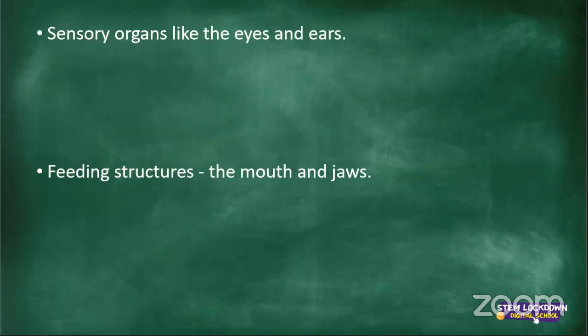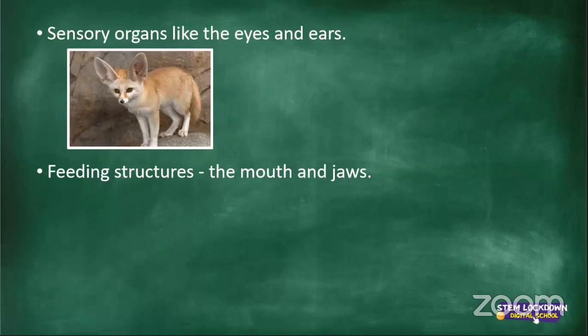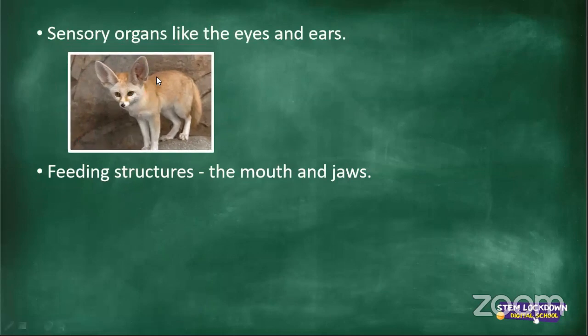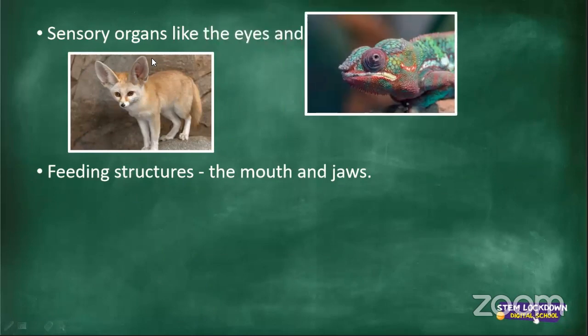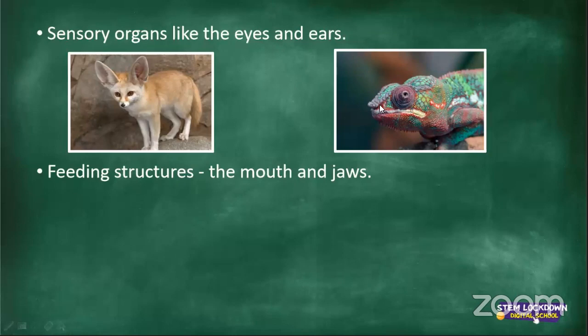In the head, we also have sensory organs. Remember, we said that's your senses like eyes and ears. Now look at this fox's big ears. I assume that he can hear really well with ears like this, right? And then, you know, a chameleon's eyes, he can just see everywhere. His 2 eyes don't even work together. They can go in opposite directions at the same time.